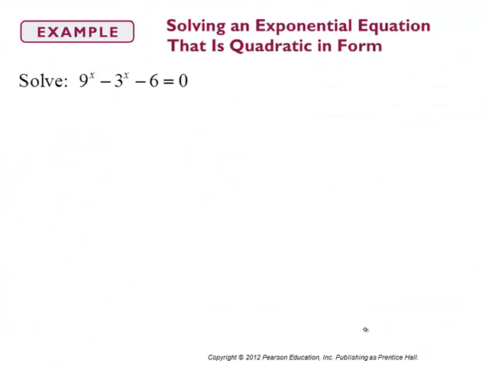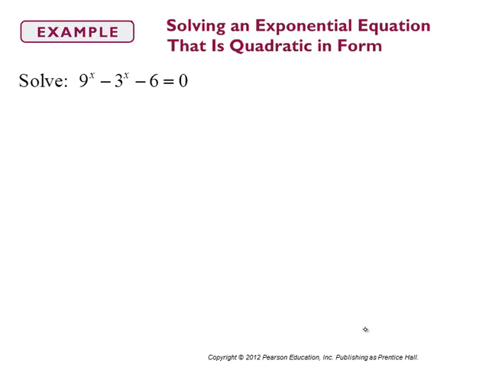So here's our next problem. 9 to the x power minus 3 to the x power minus 6 is equal to 0. What is the value of x which would make this equation a true statement? Now, it might not appear like this, but it's actually a quadratic equation. You're probably wondering, how in the world could this possibly be a quadratic equation? Well, it's quadratic in form.